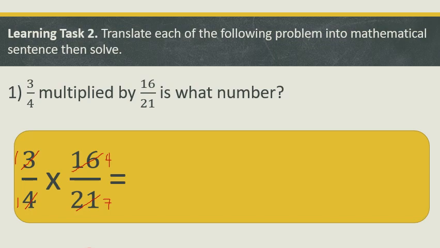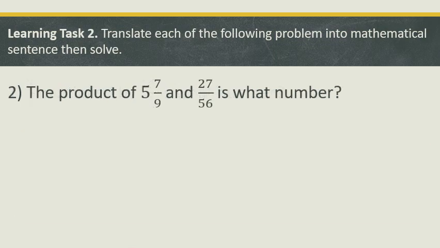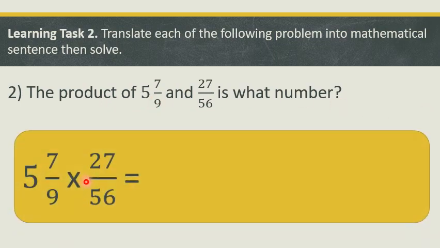So, kapag multiply na natin, so 1 times 4 is 4. 1 times 7 is 7. So, yun po ang ating magiging answer. So, the product of 5 and 7/9 and 21/56. So, product ulit. So, multiplication lang po ito. So, magiging ganyan. So, ngayon, yung 5 and 7/9 ay mixed number.